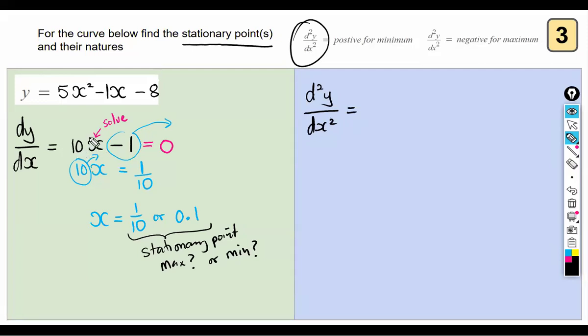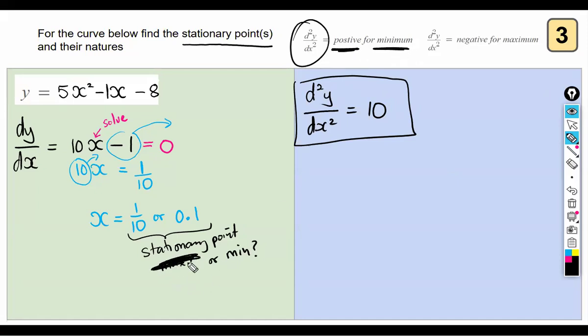When you differentiate 10x minus 1, you're going to get 10, you can do that in your head, right? So when you differentiate that, we get 10. Ask yourself, is this a positive value or a negative value? Well, 10 is clearly positive, and a positive gives you what? A minimum. So we know the type of stationary point we're dealing with now is a minimum.